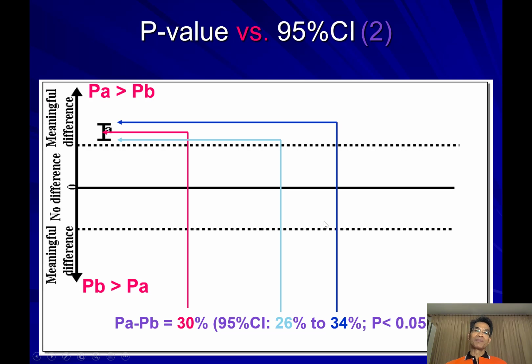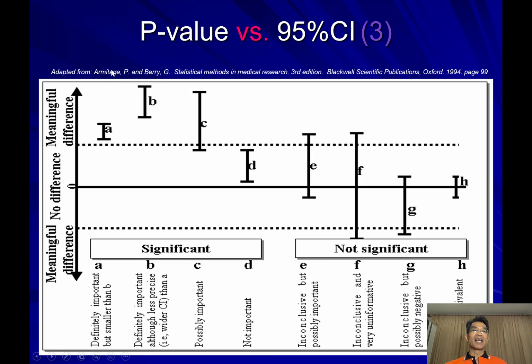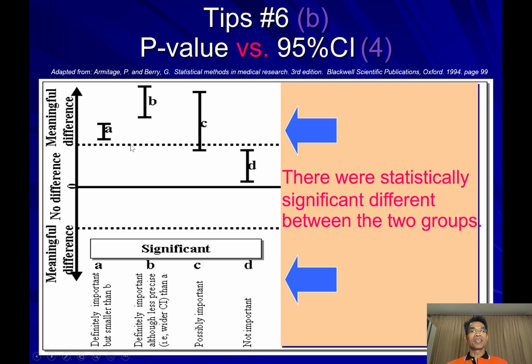Here I adopted from Armitage and Berry, this book. You can find it. There are 8 scenarios. In the first 4 scenarios, A, B, C, and D, the confidence interval does not touch the no-difference value, which is 0. A confidence interval that does not cover the null value also means significance. That means the p-value is less than 0.05.